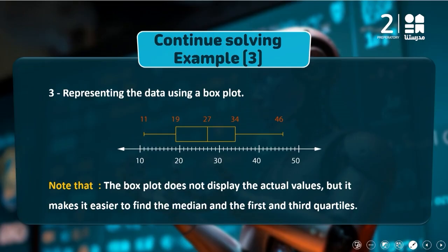So in a box plot we have 5 important pieces of information: the minimum value, the maximum value, the median, the first quartile and the third quartile. But note that the box plot doesn't display the actual values of the data, but it makes it easier to find the median and the first and third quartile.